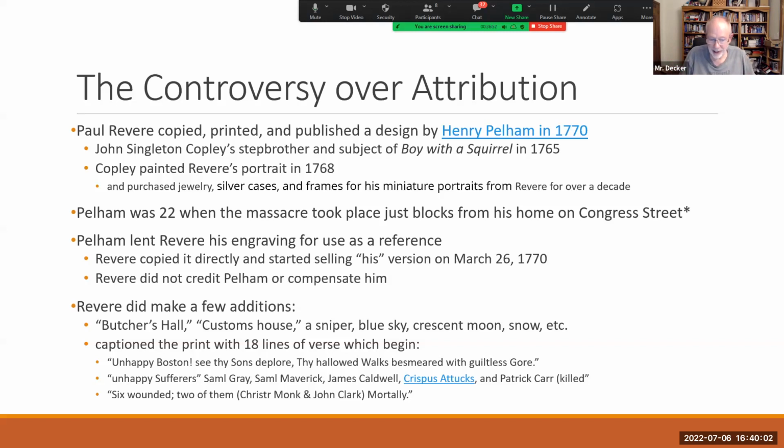They were all killed. Six were wounded, two of them, Christopher Monk and John Clark, mortally. Now, I've looked this up: the previous five were killed, six wounded, two mortally wounded. Well, if you're mortally wounded, doesn't that mean you're killed? I have a hard time with this. I'm still going down the rabbit hole of how specifically mortally wounded differs from killed.